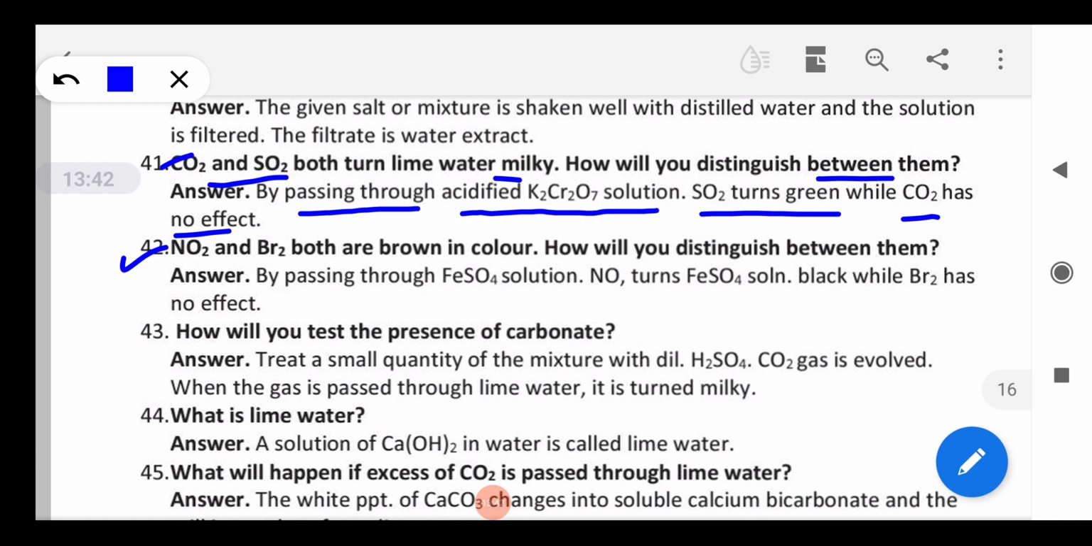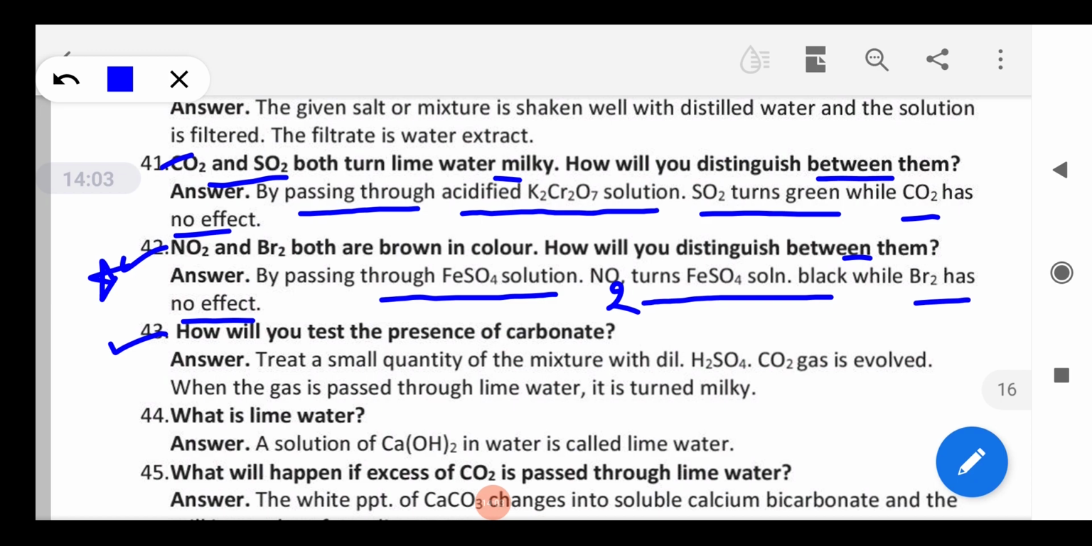NO2 and Br2 both are brown in color. How will you distinguish between them? This is very interesting and very important also. We have to pass both the gases one by one through ferrous sulfate solution. NO2 turns the ferrous sulfate solution black, but bromine has no effect.